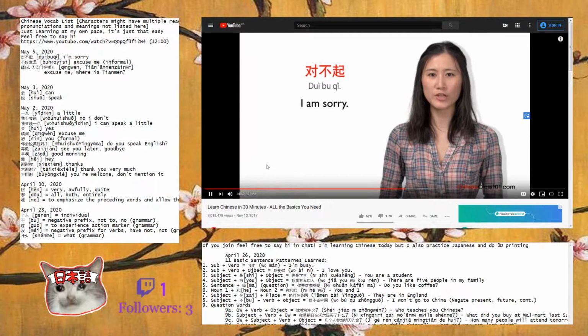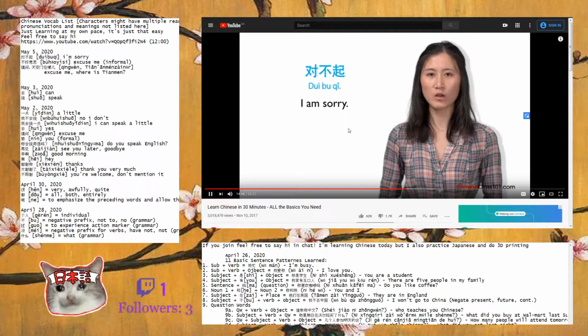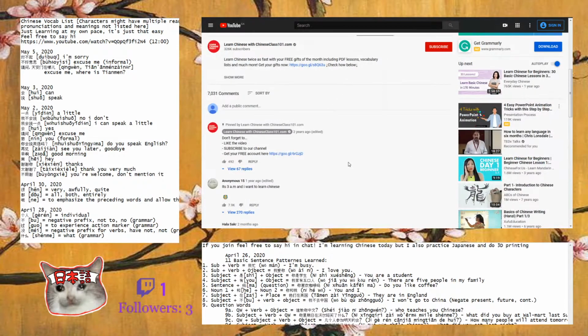Formal and informal situations. 对不起. This is so common that you should learn it all as one phrase, and not worry about breaking it down. 对不起 is used as often as the phrase 谢谢 is to show appreciation.